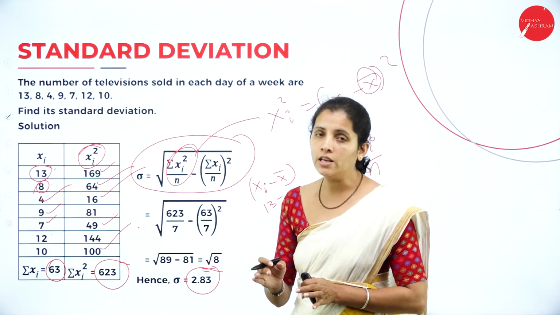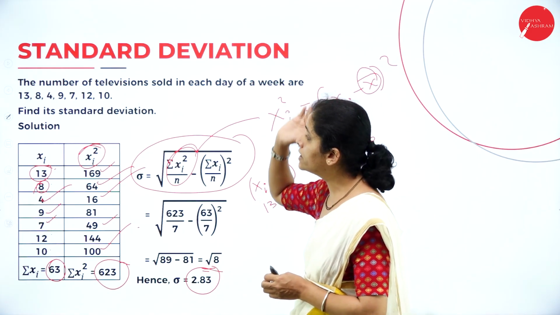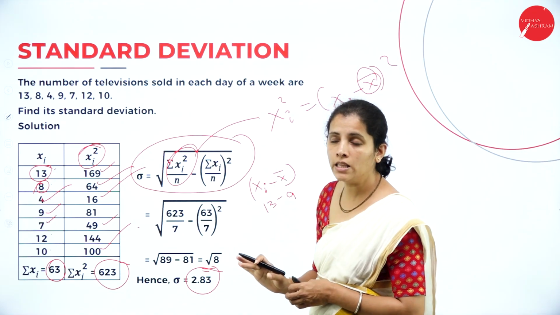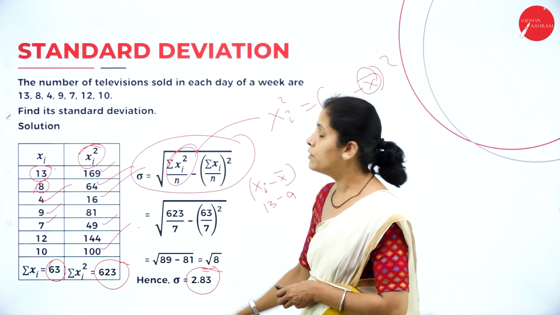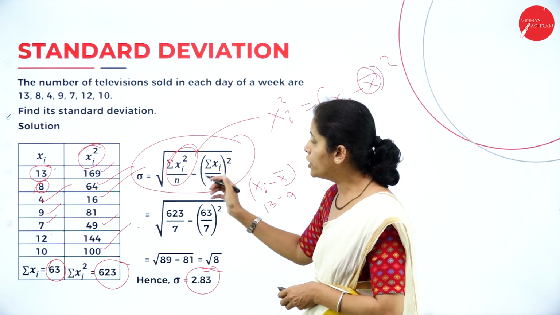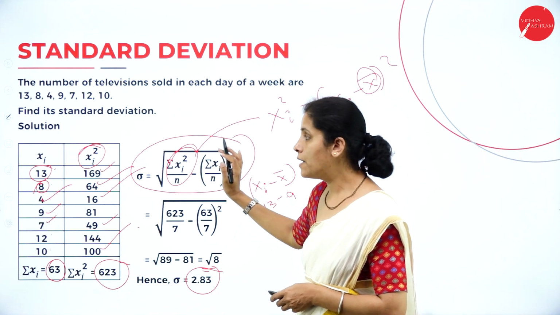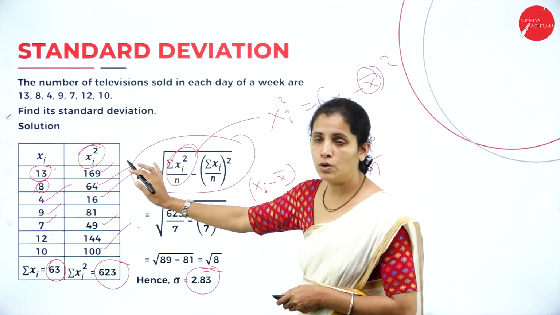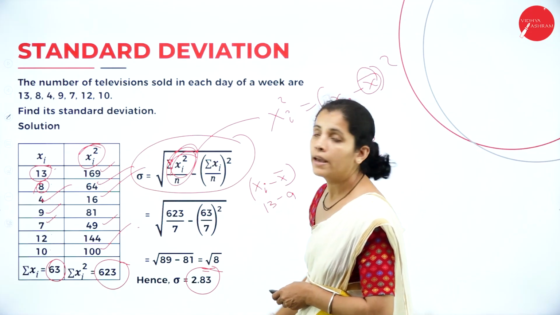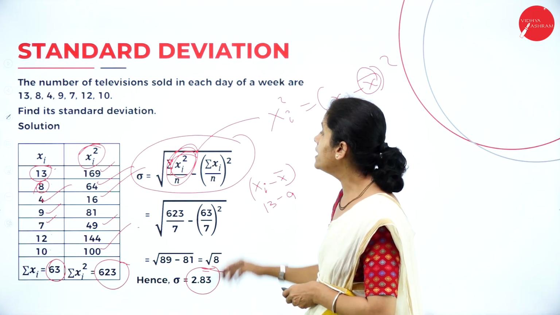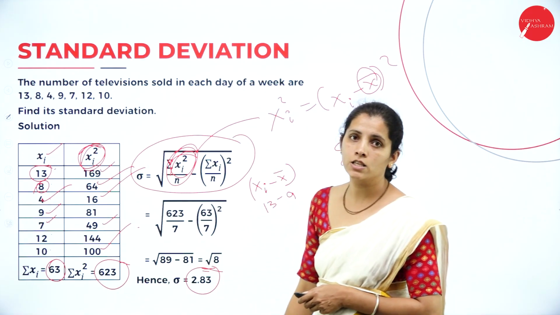If the question asks to find the mean, then you have to find it. But this is a direct method, so no need to find the mean. Directly, you can substitute the values into the given formula. According to the variables present in the formula, I want to find the values. In this formula, I have xi square and xi, so I have xi and I want to find xi square.